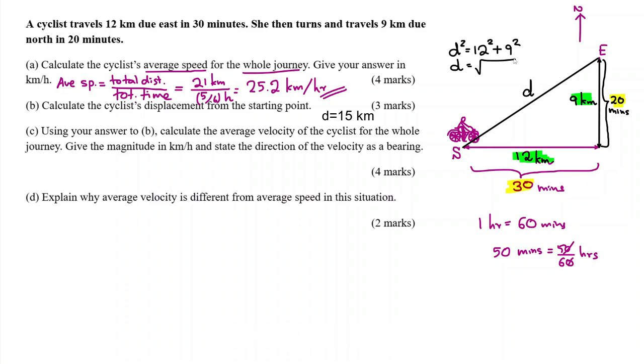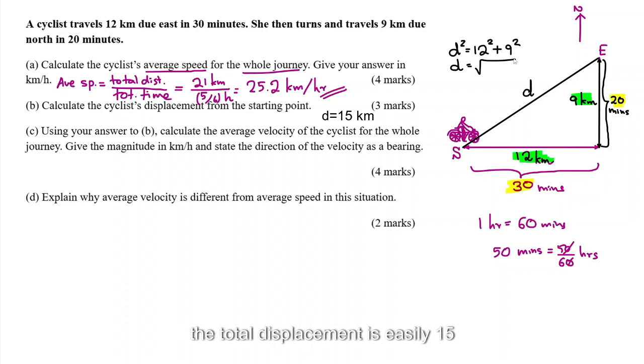Part C. Using your answer to B, calculate the average velocity of the cyclist for the whole journey. Give the magnitude in kilometers per hour and state the direction as a bearing. So velocity is a vector. So I need to tell the direction and also the magnitude. Now, the formula for average velocity is total displacement over total time.